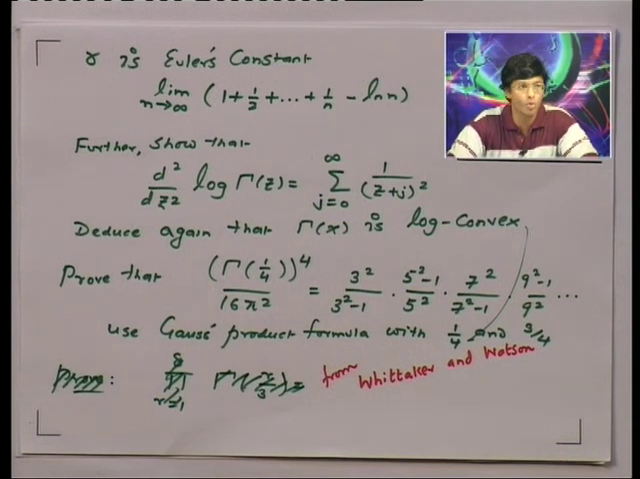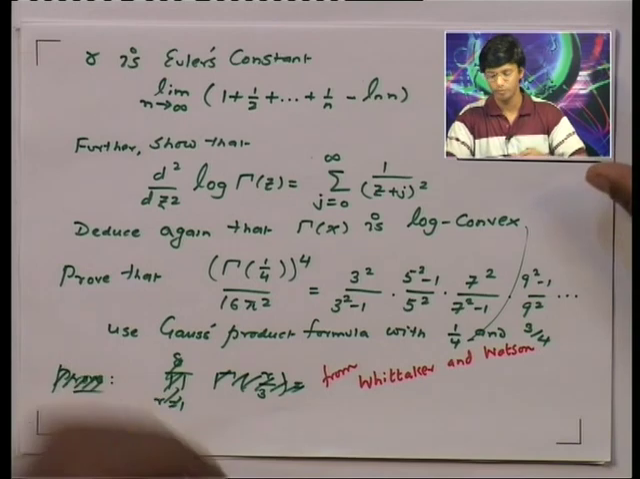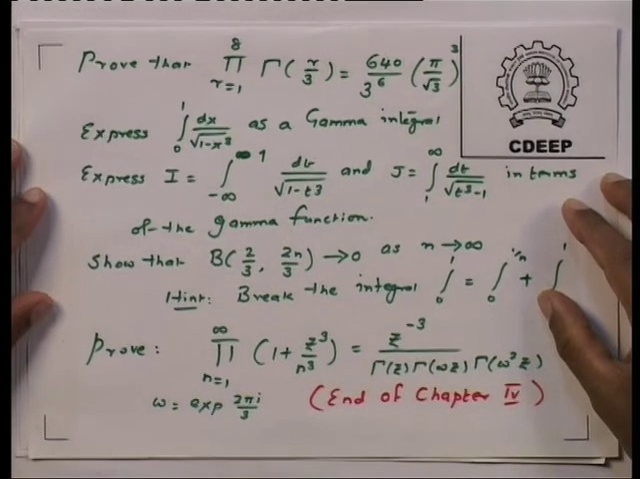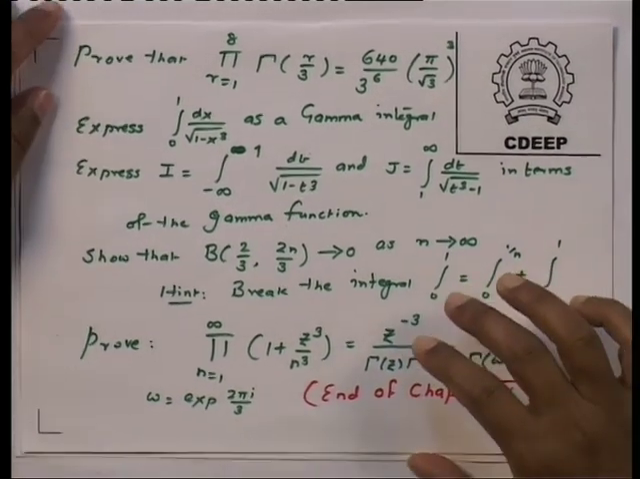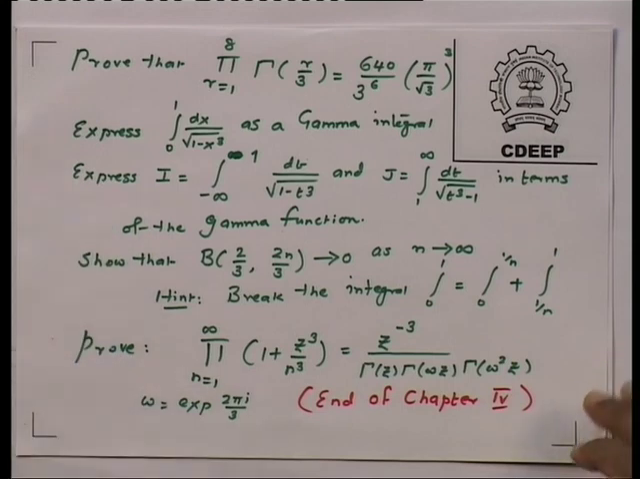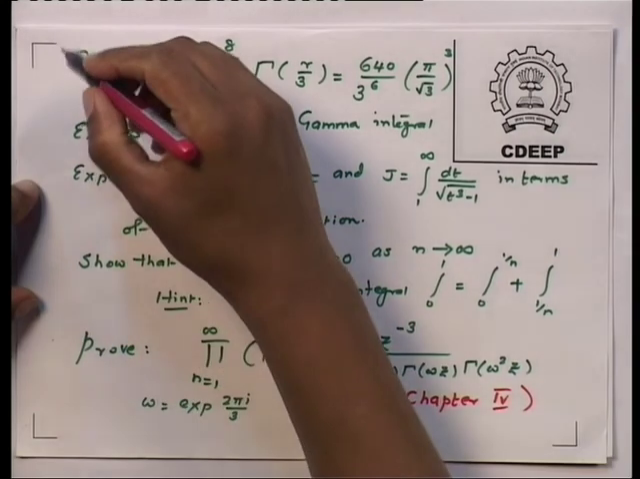Whittaker and Watson, A Course of Modern Analysis, Cambridge University Press. If your library doesn't have it, make sure to order a copy. See to it that a copy comes to your library. Okay. Last slide. The very first exercise is also from Whittaker and Watson. The first and the last are from Whittaker and Watson.